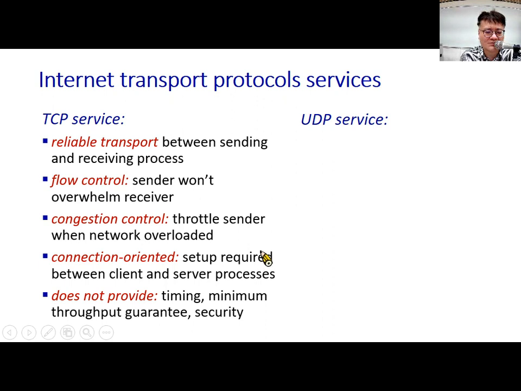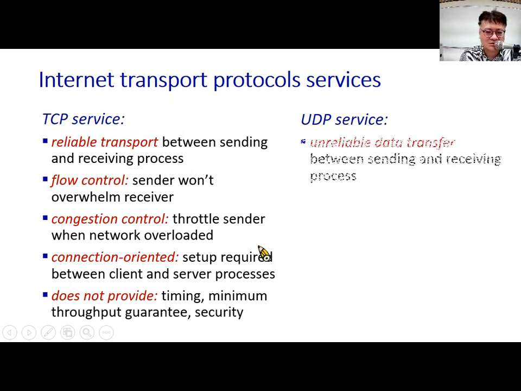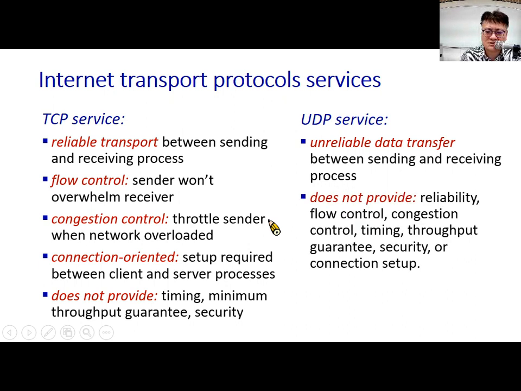Also, TCP does not provide timing, minimum throughput guarantee, or security. Because TCP is reliable, we have to make sure all the packets are received. But UDP is unreliable data transfer between the sending and receiving process. So actually, UDP does not provide reliability, right? It's the opposite of TCP.